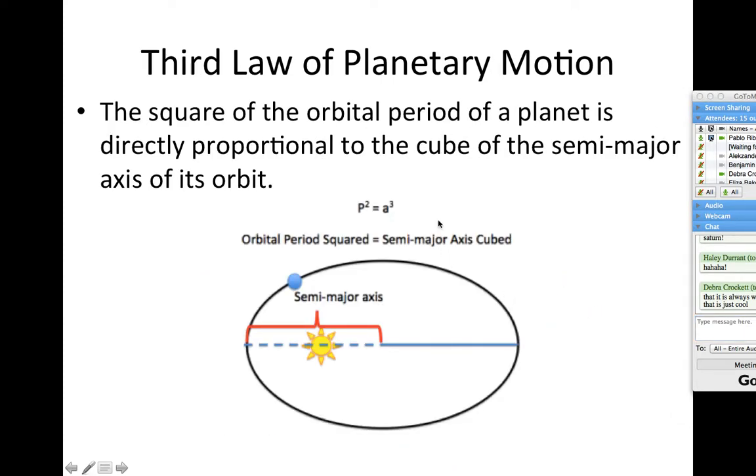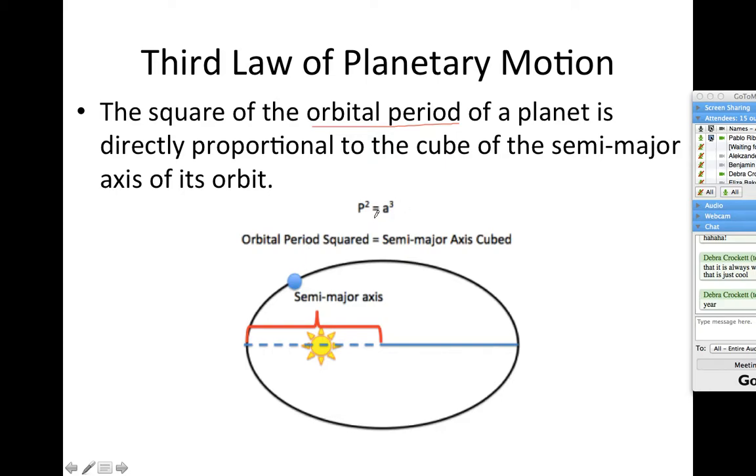All right, so the third law of planetary motion, this is a little bit more complicated, but let me try to explain this one. This one says that the square of the orbital period of a planet is directly proportional to the cube of the semi-major axis of its orbit. Help! What does this mean? Okay, well, let's look at things one thing at a time. So what is the orbital period of the planet?